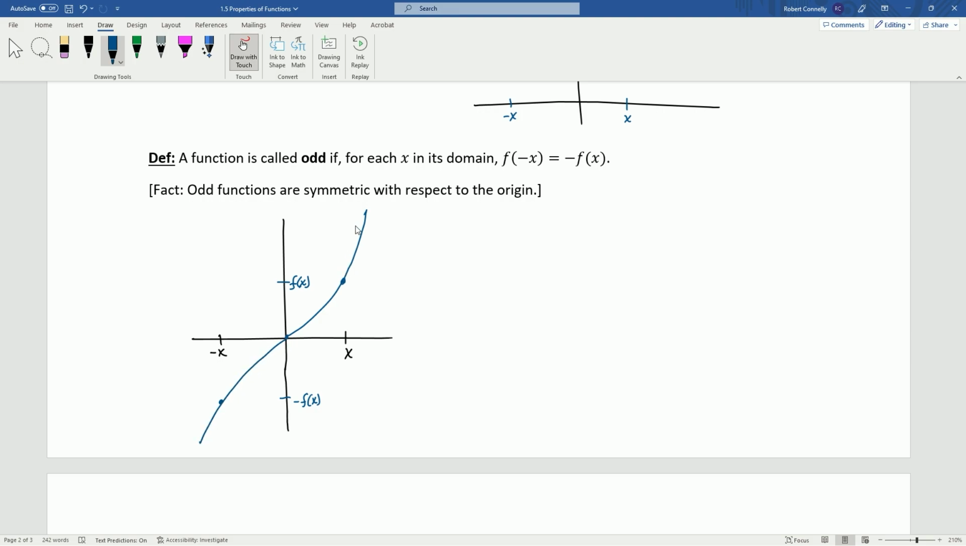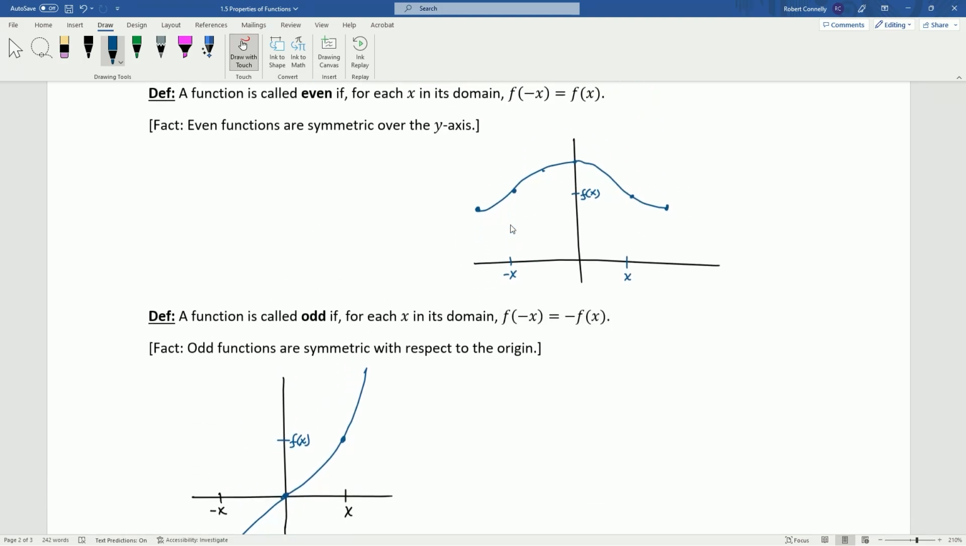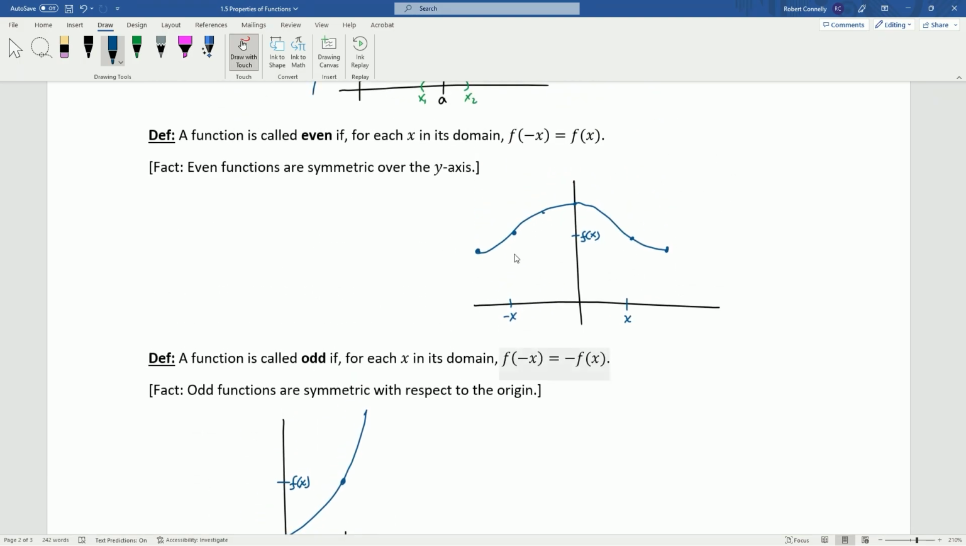So that makes the graph look like a rotation 180 degrees around the origin point, around this point. It looks like every point is turned around 180 degrees facing this direction. So we call that symmetric with respect to the origin. Okay, so that's how you can interpret the graphs of functions that are even or odd.